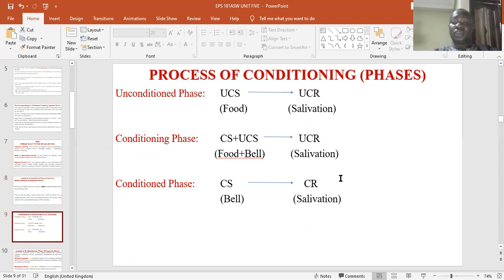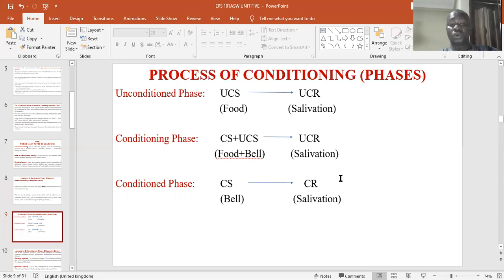So you have the phases being given in a structured format with the skeletal alphabet that we have used, the process of conditioning or phases. Unconditioned phase, where we have food, again salivation, that's the unconditioned response. The conditioning phase, we have CS against UCS, that gives us UCR. CS means bell, UCS means food, and the salivation is the response, that's the UCR. Now we have conditioned phase, CS, that is bell, conditioned response, that's salivation, that is CR, because they have learned.